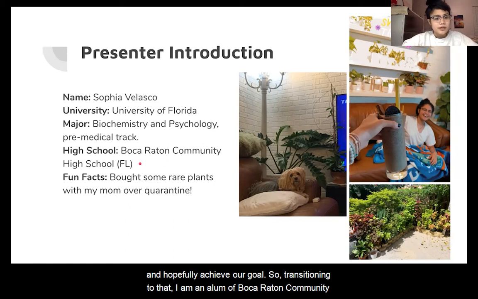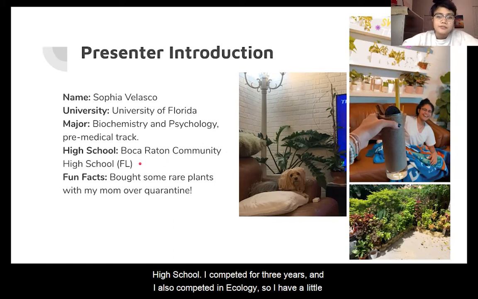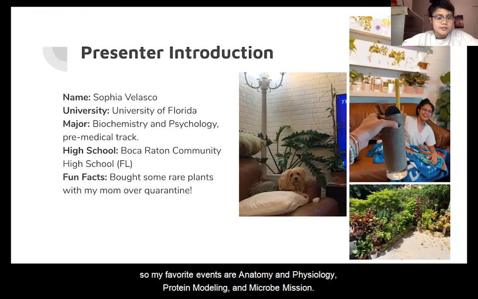Transitioning to that, I am an alum of Boca Raton Community High School. I competed for 3 years and I also competed in ecology, so I have a little bit of background with environmental science. I mostly competed with biology/biochem events. My favorite events are anatomy and physiology, protein modeling, and microbe mission.